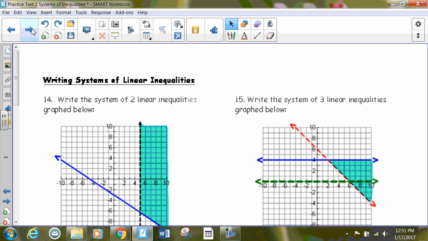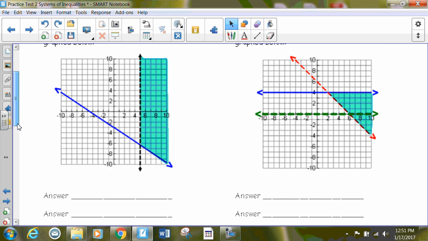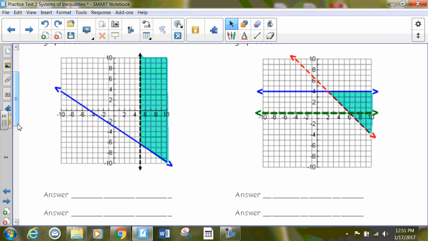And the last part of the test is going to be where you see graphs and you have to describe what's going on. I see the straight up and down one, that's x. So that's x, it's shaded to the right. So that's x is greater than 5.